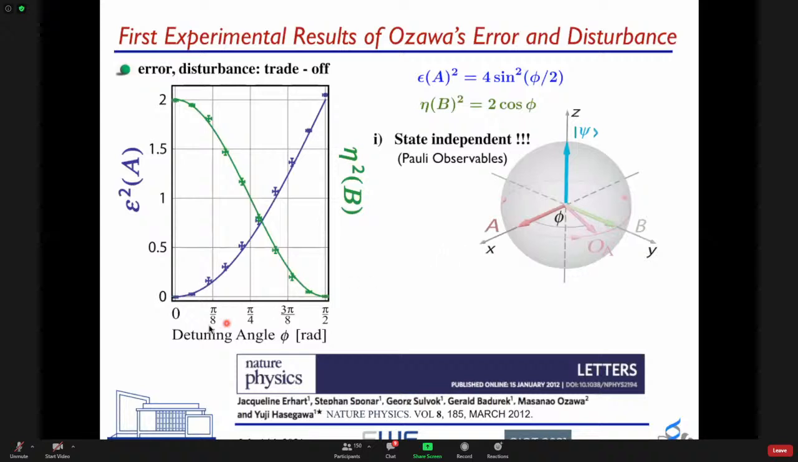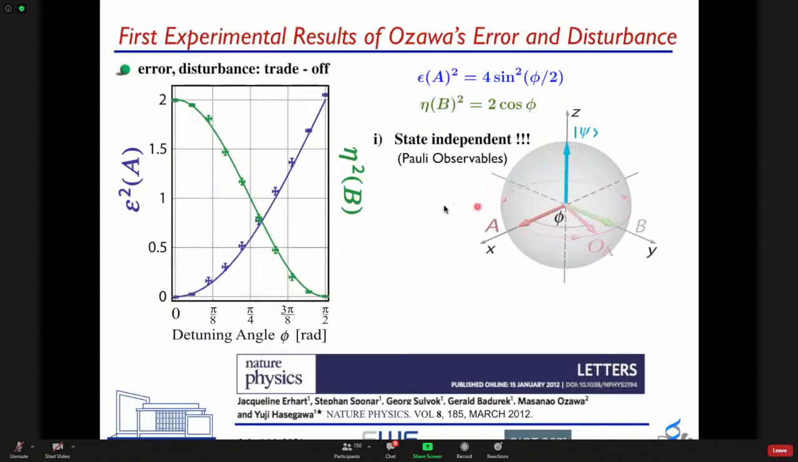So this is why we changed the detuning angle by rotating our approximator away from A towards the measurement direction of B, and you immediately see what happens. The error goes up while the disturbance on the subsequent B measurement goes down. And in the end, for a detuning angle of pi half, the situation is inverted.